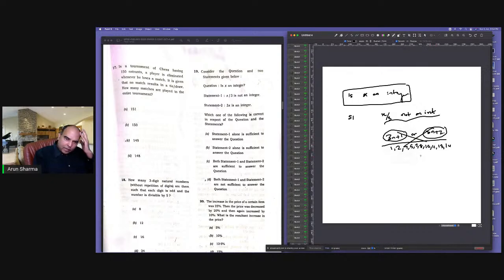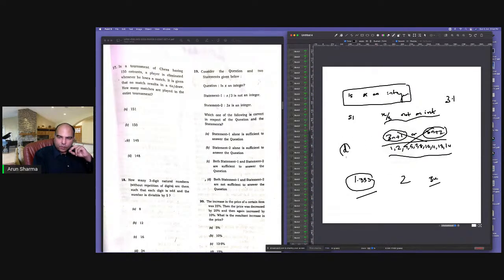X by 3 is not an integer. So the question is, it can be an integer not divisible by 3. It can also be 3.1, equally likely. And if 3x is an integer, then x can be a number like 1.333. Of course, it can be a number like 2 also, so that 3x is an integer. So from this also you can't make it out. Basically, both statements 1 and 2 are not sufficient. This answer is D.